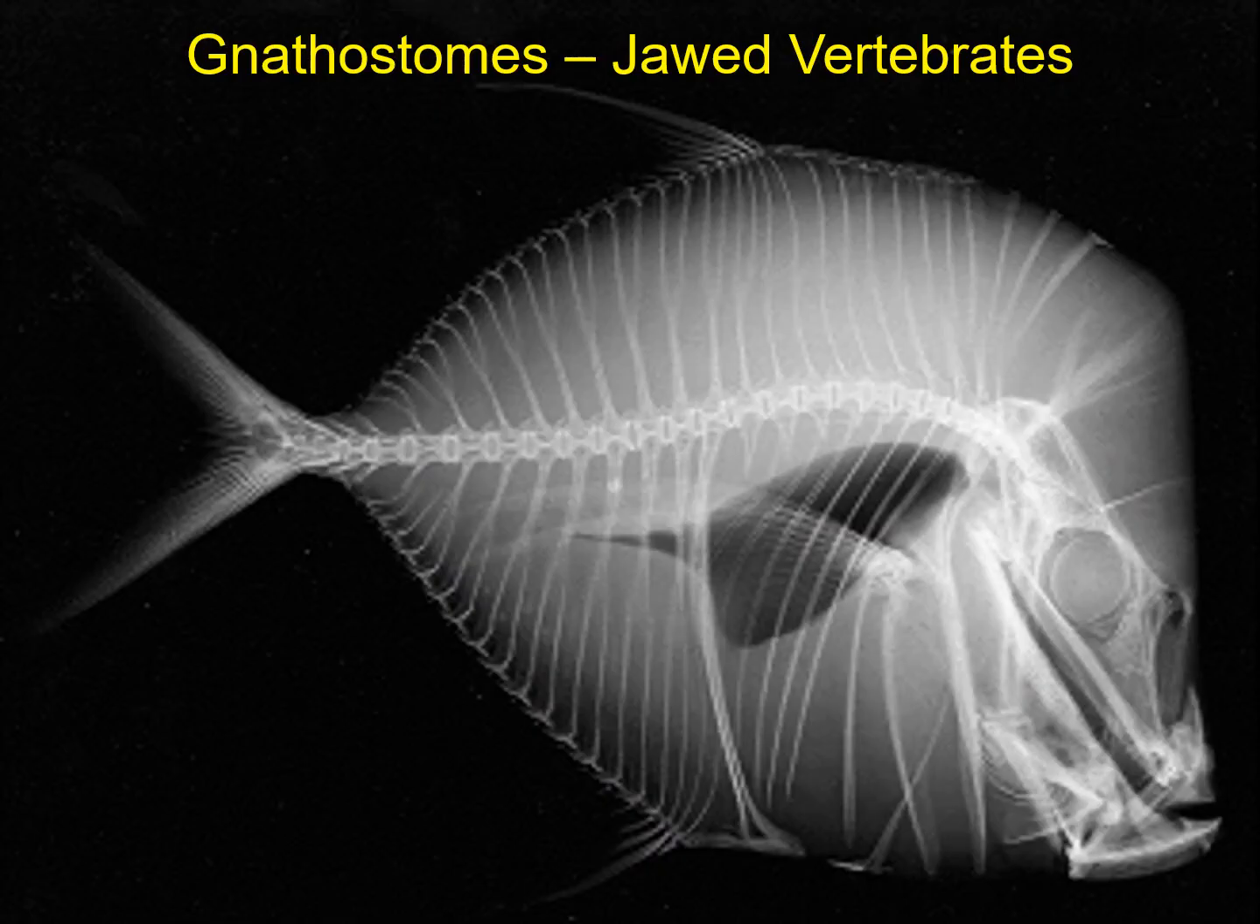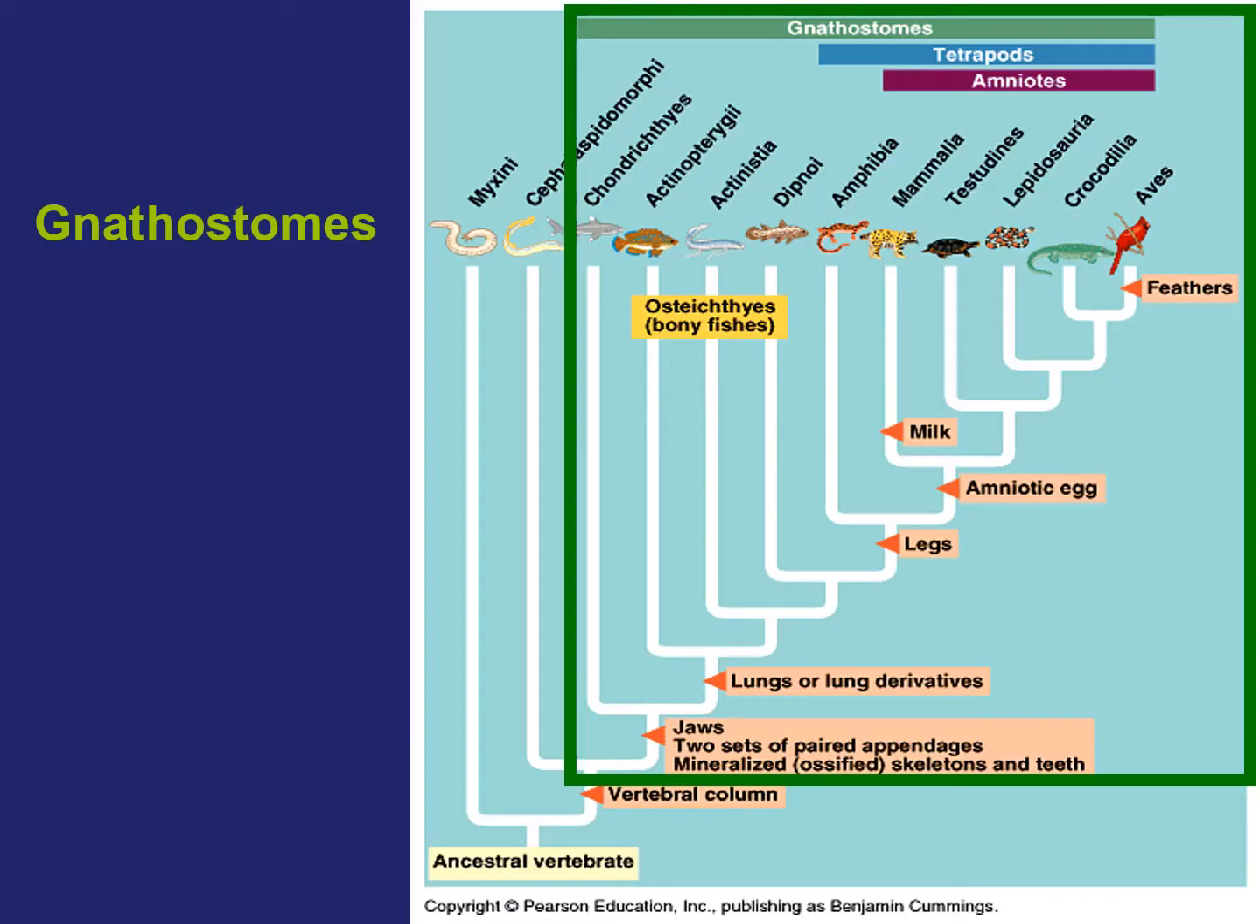All right, moving on. Now we'll look at the gnathostomes. Again, gnathos means jaw. So they've got a jaw that supports the mouth. So gnathostomes would include the chondrichthyes, which are the sharks and rays, the bony fish, the amphibians, the mammals, the reptiles, the birds.